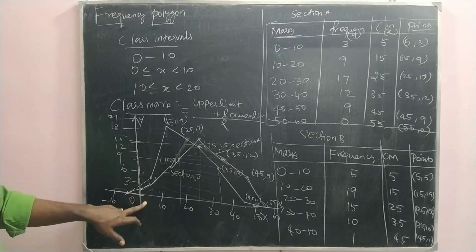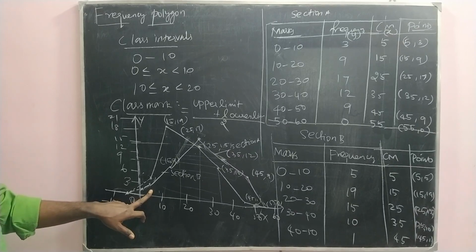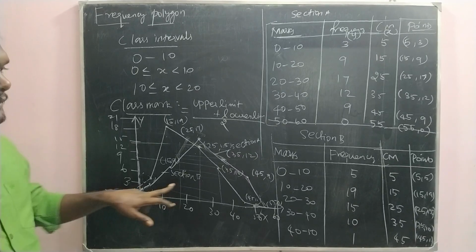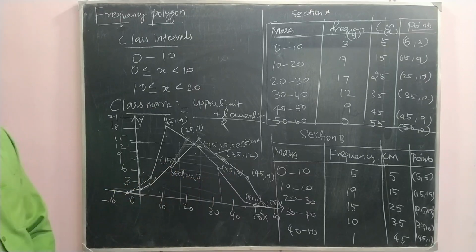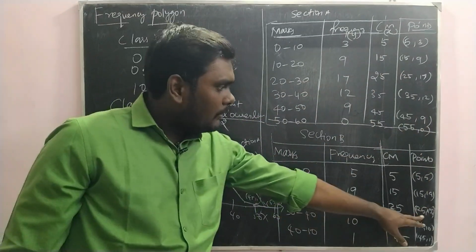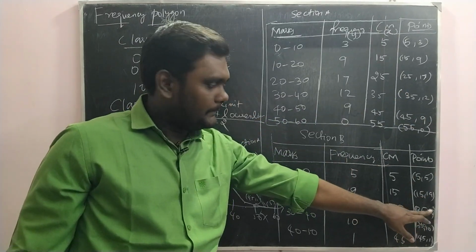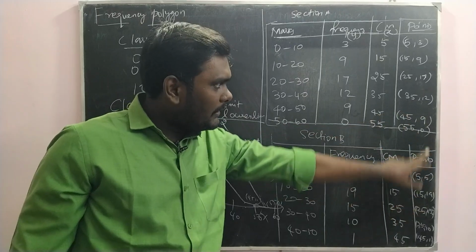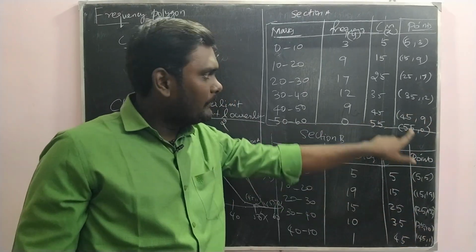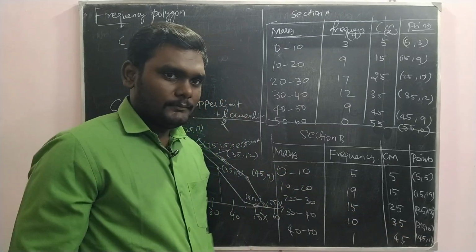5 marks scored by how many people? There are 5 people, section A 3 people, somewhat less. 15 marks scored by section B 19 people, section A 9 people. Okay. 25 marks scored by here 17 people, there 15 people, less. 35 marks scored by there 12 people, here 10 people, less. 45 marks scored by 9 people, here only 1 people.